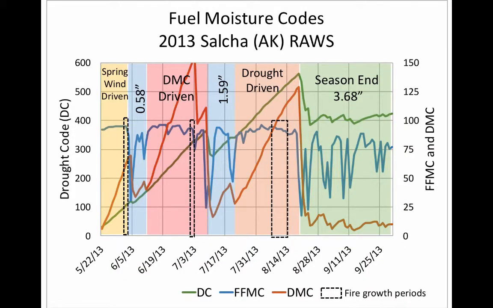This graph highlights the typical fire seasons on our northern landscapes. A spring season where fires are primarily wind-driven on still cool surface fuels and damp DUF layers. The DMC-driven period in Alaska comes late in June when long sunny days dry the surface and DUF fuels rapidly. While drought-driven conditions come later in the season when shorter days might otherwise limit fire potential. Notice how the periods of fire growth shown by the black dashed boxes are more related to elevated DMC than to DC.